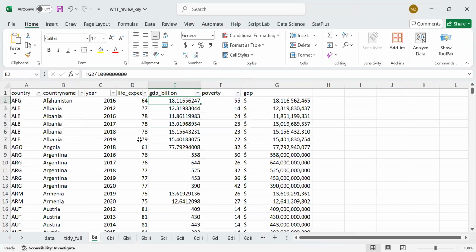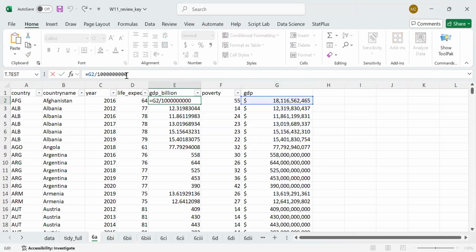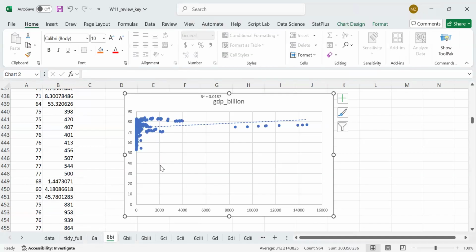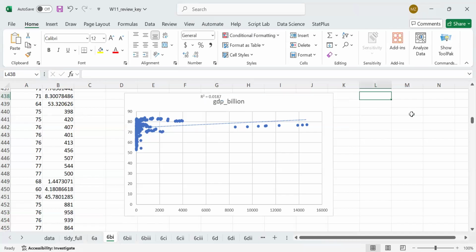Oh, here. So you just take this GDP value, the original value, and just divide it by 1 billion. Okay. So your R square value is, sorry, this is R square. So your R square is 0.0187. And so your R would be the square root of this.